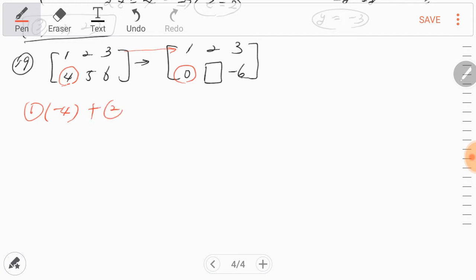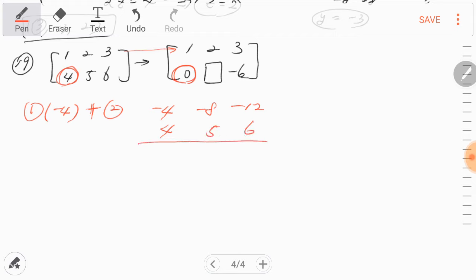Let's try this one because I want to make this part 0. In order to make this one 0, multiply the first row by -4 and then add it to the second row. So multiply the first row by -4: -4, -8, -12. And then the second row is 4, 5, and 6.